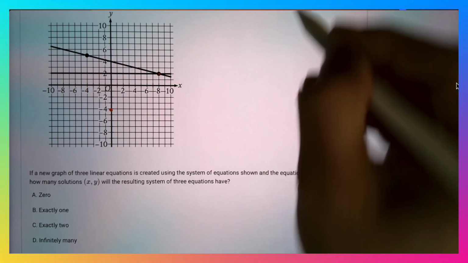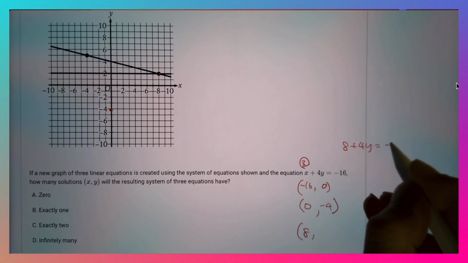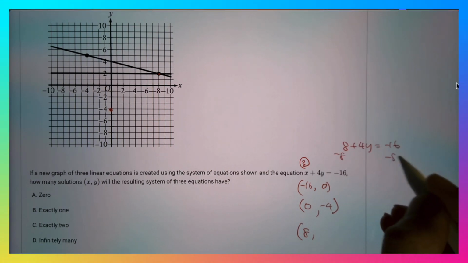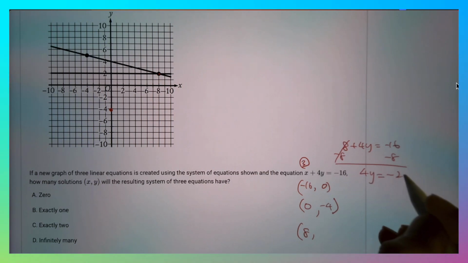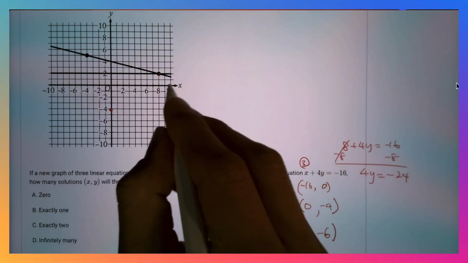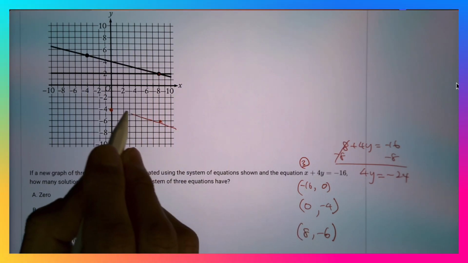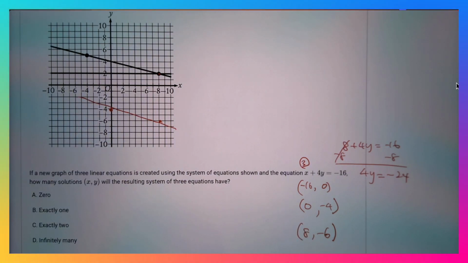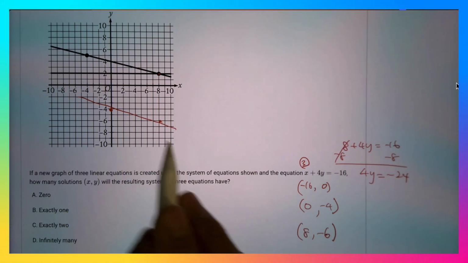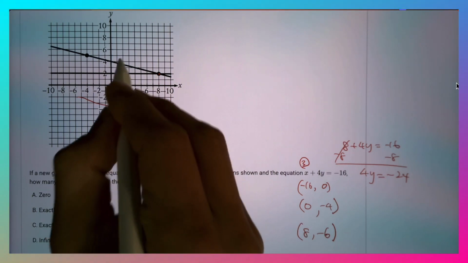So let's go straight to x equals 8. When you put x equals 8, 8 plus 4y is equal to negative 16, and subtract 8 on both sides. So we get 4y is equal to negative 24, then y is equal to negative 6. So what does it tell us? When x equals 8, y equals negative 6, and we get a graph like this. I'm not sure if it's parallel, so to quickly check that, I go down 2 units and then I go 8 units. Oh, so it's parallel lines.